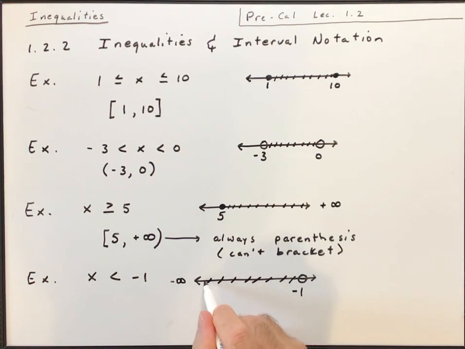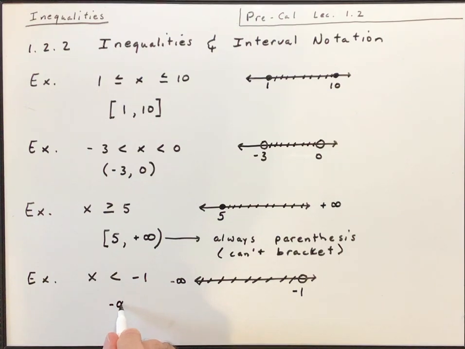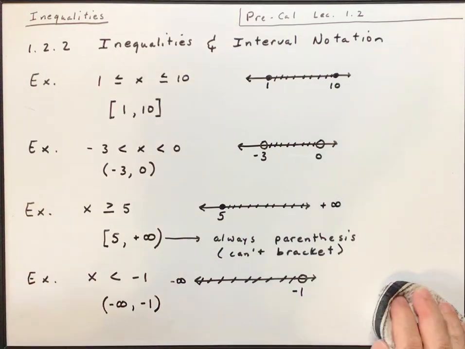So if you get mixed up in your head which side goes, do a number line, and the negative infinity goes on the left side of your interval, and then -1 will go on the right side of your interval. You can't bracket infinity, so it has to be parenthesis. And because it's not equal, because it's an open circle, you have to put a parenthesis around the -1 as well. All right. A couple more examples and we'll be finished with this lecture.